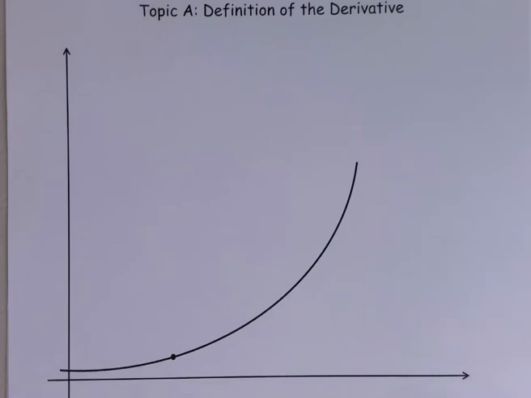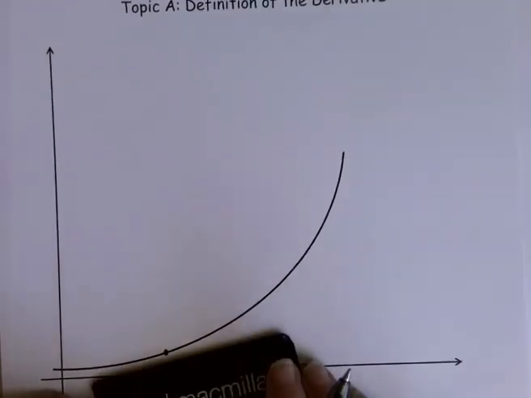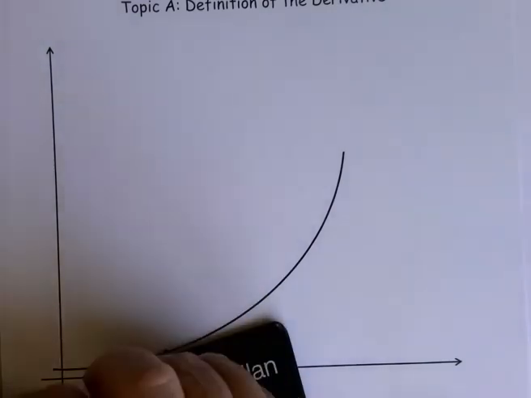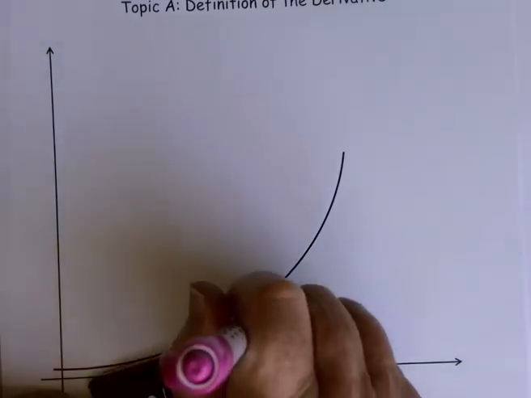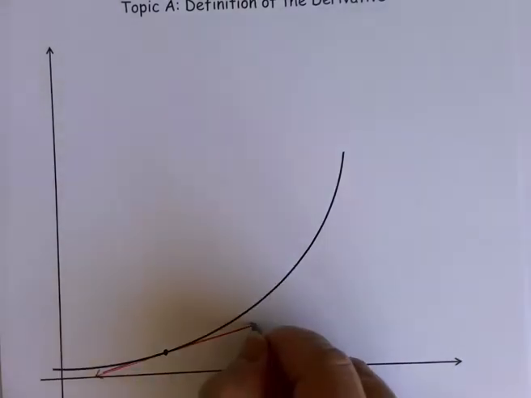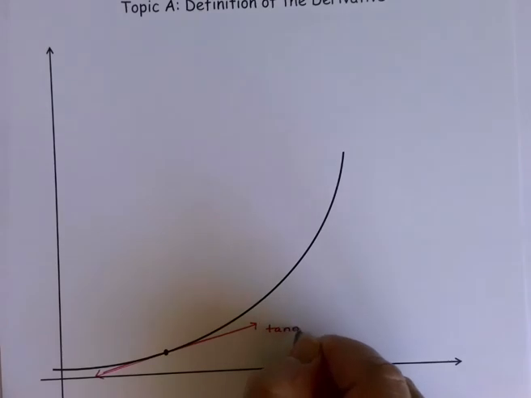The question that we're going to be investigating is, how do we find the slope of a tangent line to a curve? So eventually what I'd like to be able to do is find the slope of the line that just touches the curve at this point. That line right there, called the tangent line.